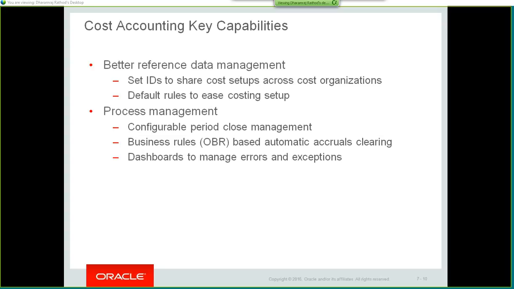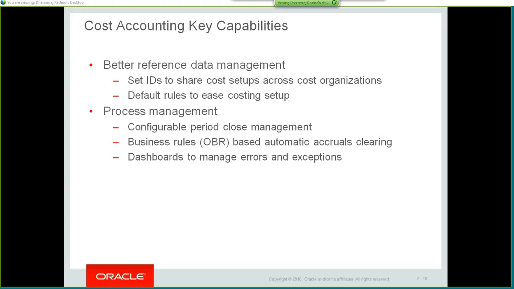In our case, in Fusion application, what we have done is we have introduced a concept called cost organization, which will help you to account and cost the inventory transactions which are coming out of various inventory organizations within your enterprise. So you may have a consistent policy that all the inventory organizations may be using certain sets of configurations. So whenever you configure those, you configure it using set ID, and then set ID will eventually help you to share those costs across all your organizations.